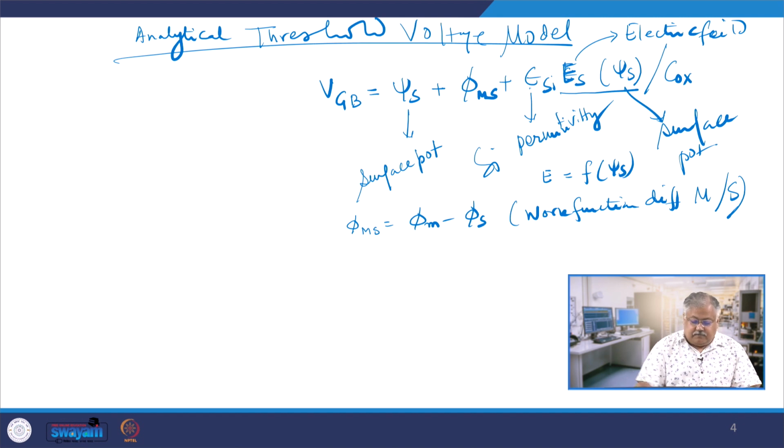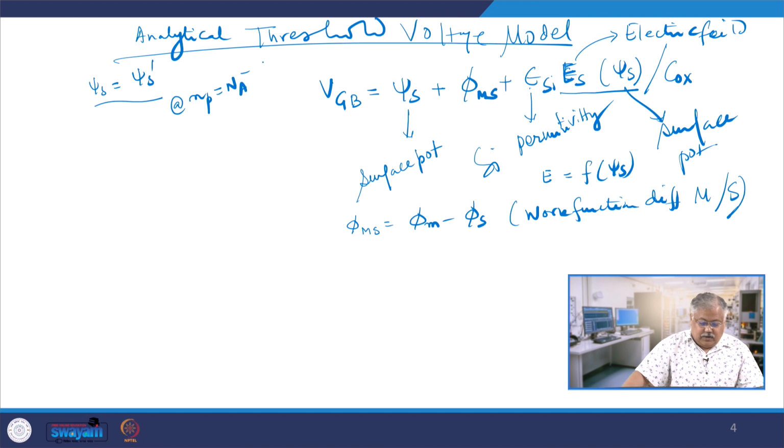and therefore, we define that when the surface potential becomes equal to the inversion surface potential, then the number of electrons will be equal to Na minus. When this condition is reached, that the number of electrons in a p-type semiconductor, if I am inverting it, is exactly equal to Na minus, we define that the threshold voltage has been reached.